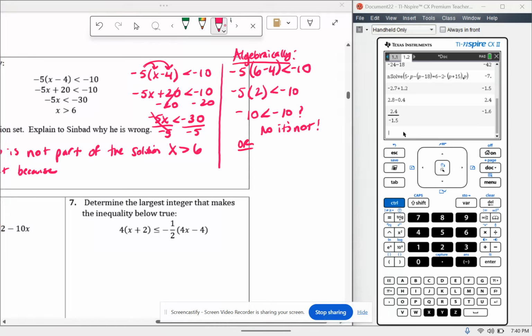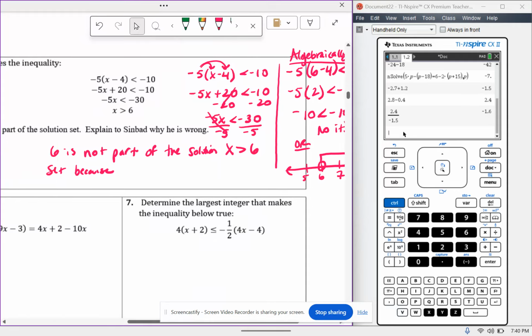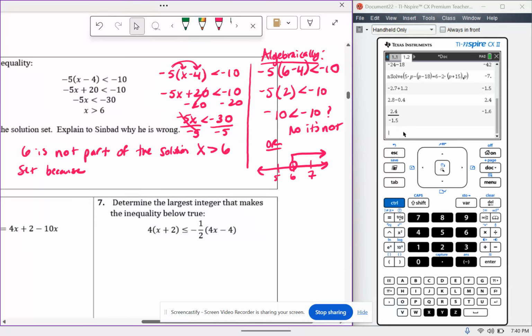Or you could graph it on a number line, right? 6, 5, 7. And x is greater than 6, meaning it can't be 6, but it can be anything greater than 6, okay? So these could be your 2 pieces of evidence, and then I would probably prove it using algebra, so I'd do that, okay?